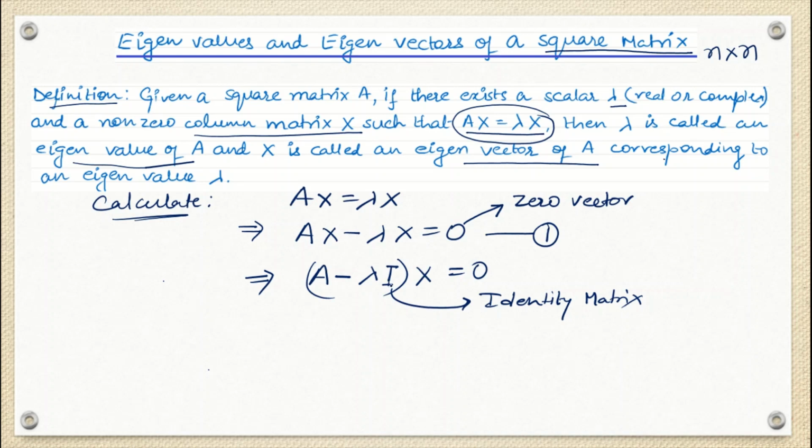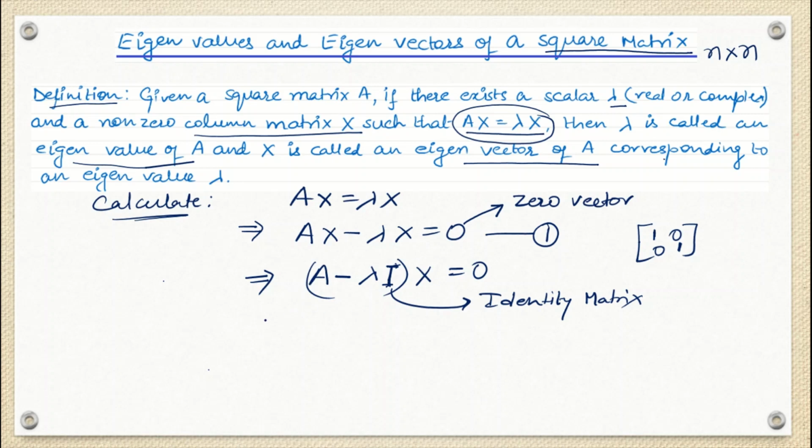Why are we multiplying by I here? Multiplying by the identity matrix is just like multiplying by 1 in scalar equations. Here we have vectors, so in other words, multiplication by I does not affect the values in this equation. What is the identity matrix of order 2? For a 2 cross 2 matrix, this is the identity matrix. If you multiply by this matrix, it will not have any effect on the values of this equation.